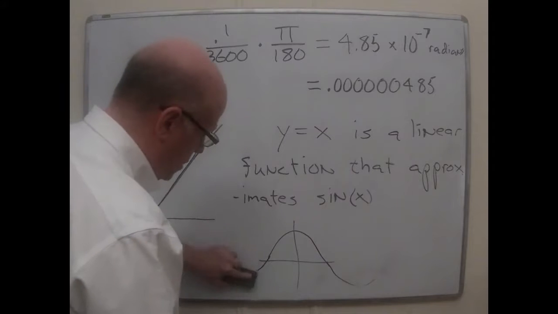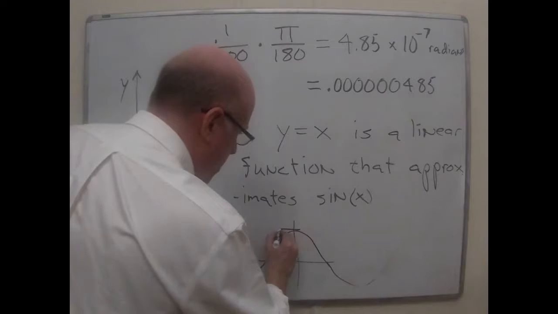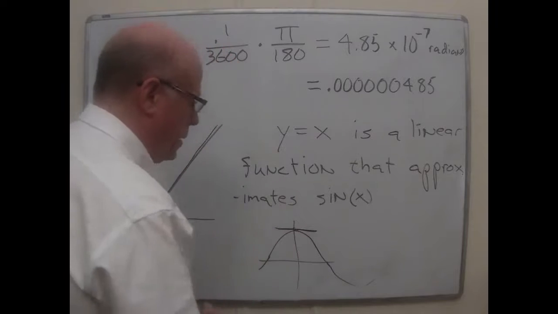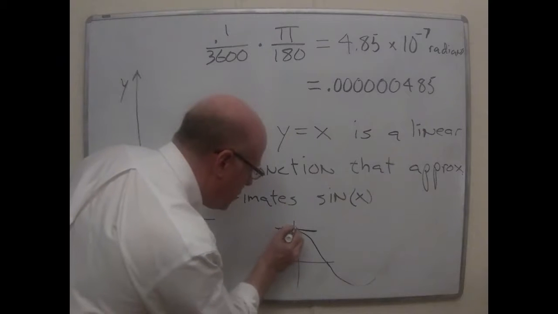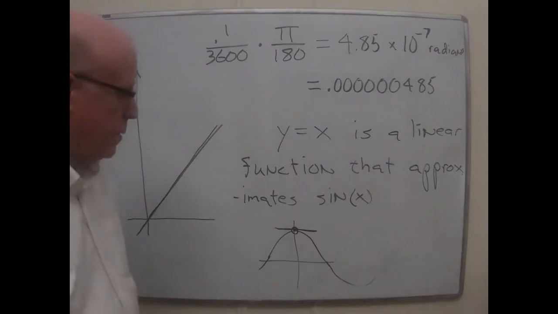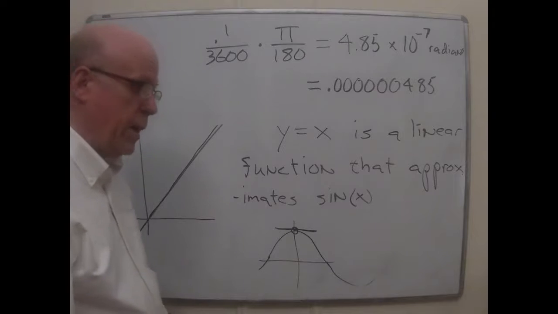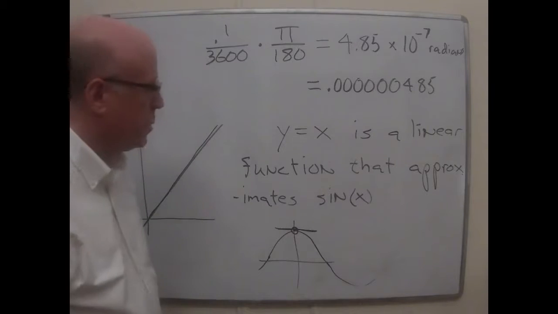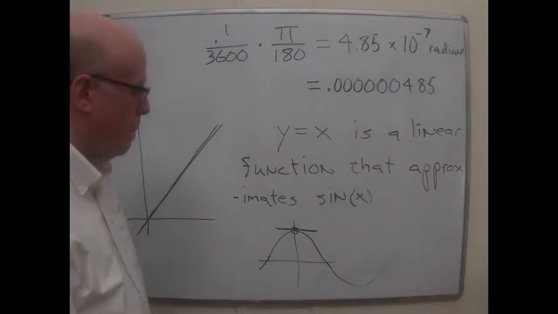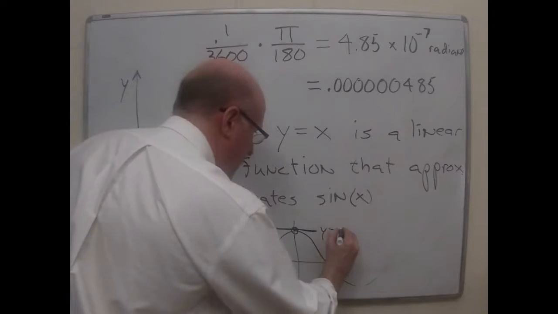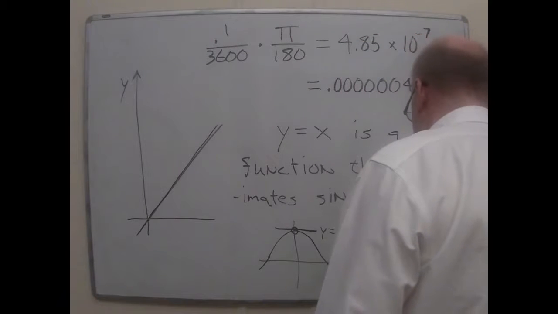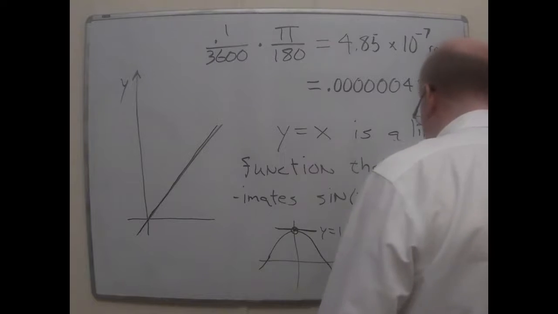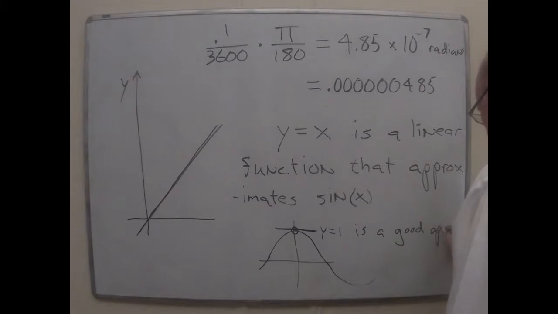Well, for small values of x, just a horizontal line will do the trick. Now, that looks like it deviates from the graph a lot, but again, imagine yourself zoomed in, so you're only seeing that graph in a tiny little region where the angle is quite small, and you really wouldn't be able to see the difference between those. So y equals 1 is a good approximator for cosine of x.